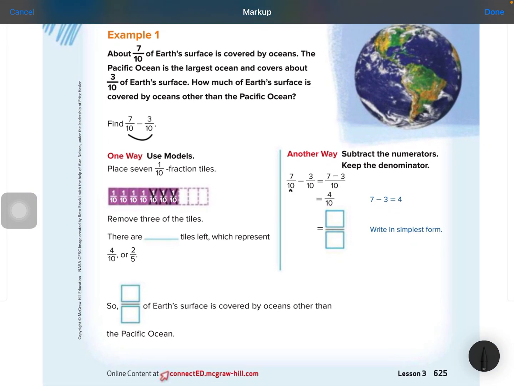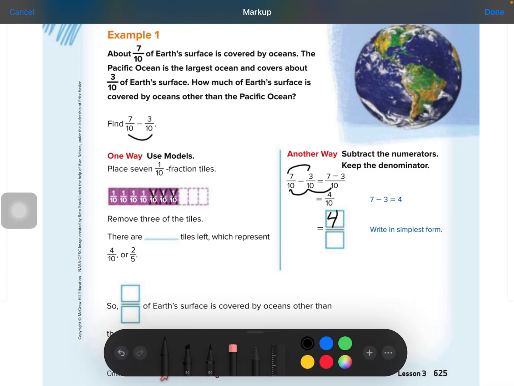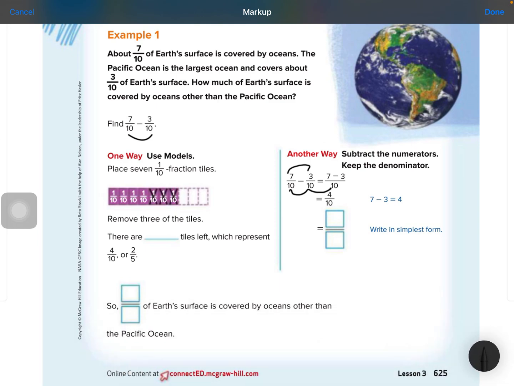So we can come over here to bring the denominator over and then subtract 7 minus 3, which gives us an answer of 4/10. Then we need to write it in simplest form. In simplest form, they're both even, so I can divide them both by 2. So 2/5 would be simplest form.